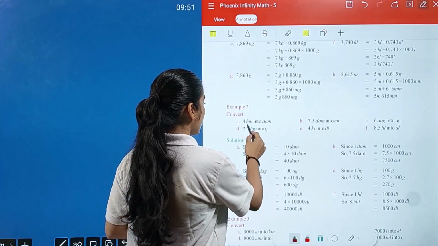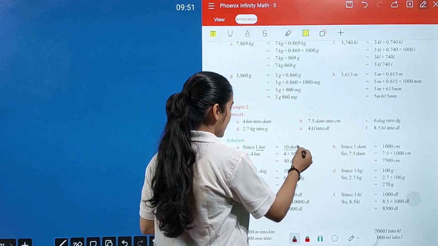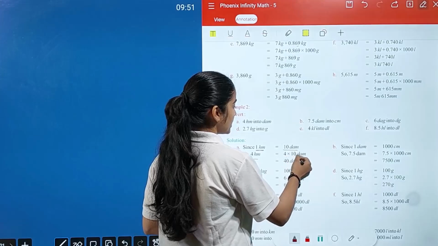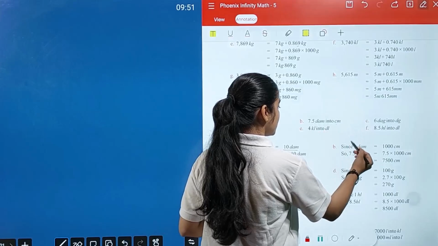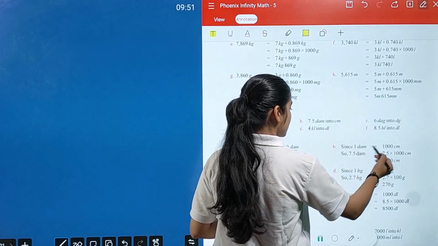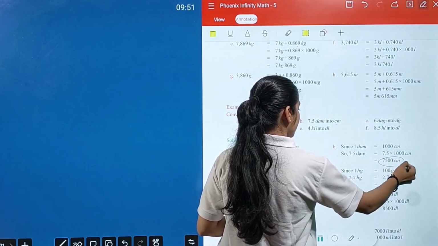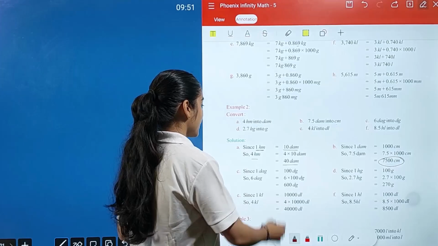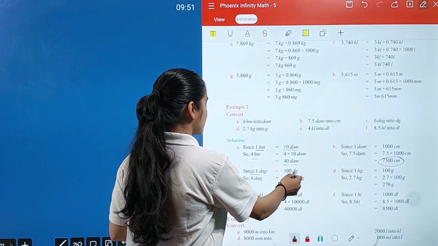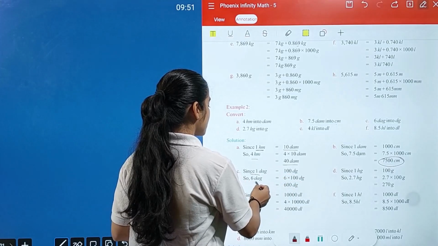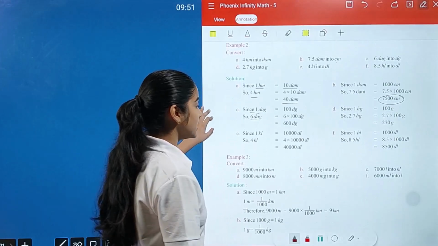Now convert 4 hectometer into dam. 1 hectometer is equal to 10 dam, so 4 hectometer will be equal to 4 multiplied by 10, 40 dam. Next, 7.5 dam into centimeters. 1 dam is equal to 10000 centimeters, so 7.5 dam is equal to 7.5 multiplied by 1000, 7500 centimeter. 1 dag is equal to 100 decigram. So 6 dag is equal to 6 multiplied by 100 decigram, that is equal to 600 decigram.